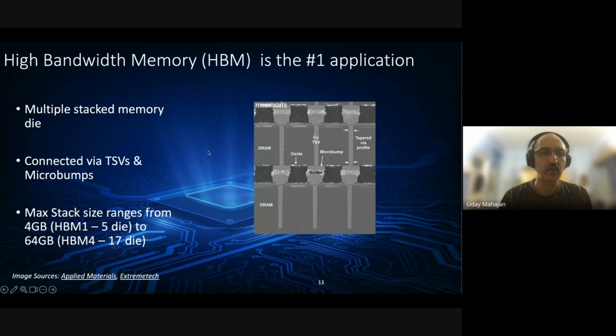And here you can see how the TSV looks in the HBM in a little bit more detail, right? So this is the through silicon via, and through solder and micro bumps, it is connected to the next memory die, and so on and so forth.